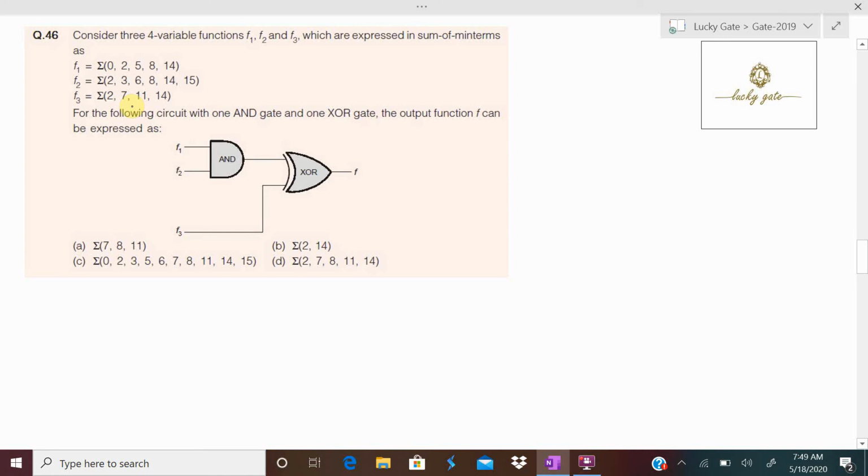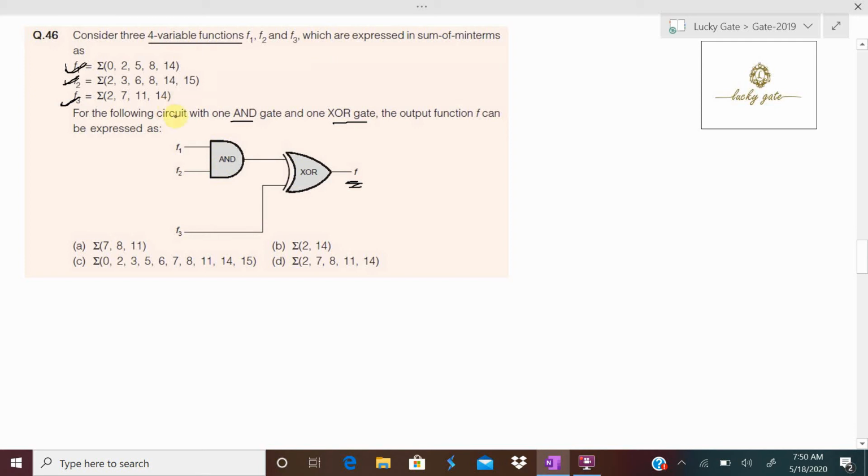It is a question in GATE 2019 from the subject called Digital Logic Design. Here it is given, consider three 4-variable functions F1, F2 and F3. We have three 4-variable functions F1, F2, F3. For the following circuit with AND gate and XOR gate, the output function f is expressed as three functions f1, f2, f3 with AND and XOR gates.